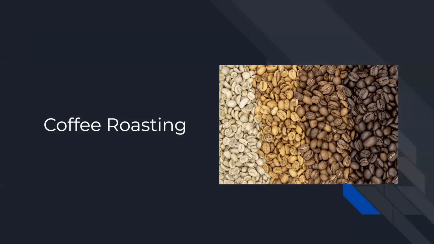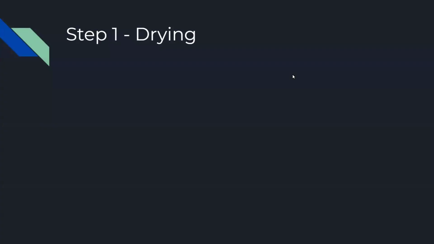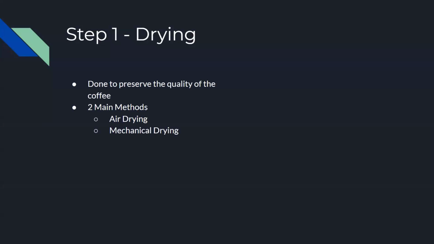So the coffee roasting process is composed of 3 main components. The very first step is the drying of the beans. This is done to preserve the quality of the coffee. It is actually the only process component that doesn't improve the quality of the coffee. Pretty much what happens is with the beans that you pick, this will not have any way to improve the quality of the coffee. You're just trying to make sure that you aren't losing any of the components.